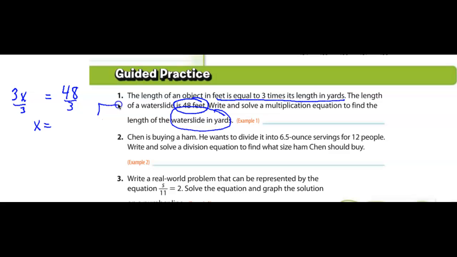Now, if you know your basic facts, you may already know this, but you can also just go ahead and divide it. So how many times will 3 go into 4? And then continue. What's the answer going to be?